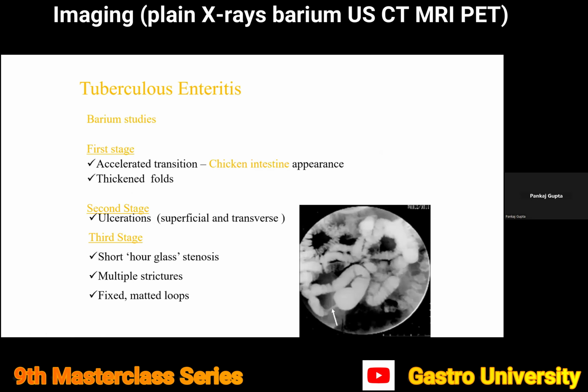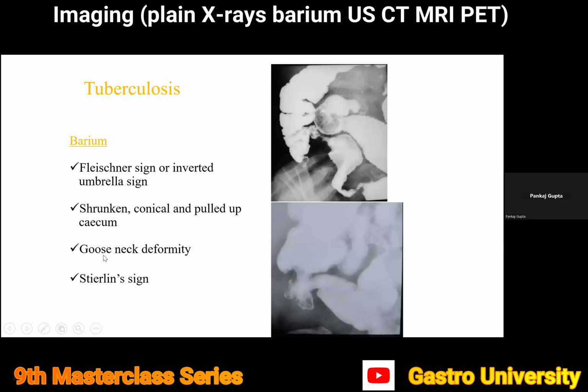Coming to tubercular enteritis, this classification, I'm not sure whether it is followed now, but this was conventionally stated as a first stage, where there was accelerated transit in the intestine, followed by a stage of ulceration, and finally the formation of strictures. Now, these were very important signs previously. I don't think these are seen in the present scenario where barium follow-through is not performed.